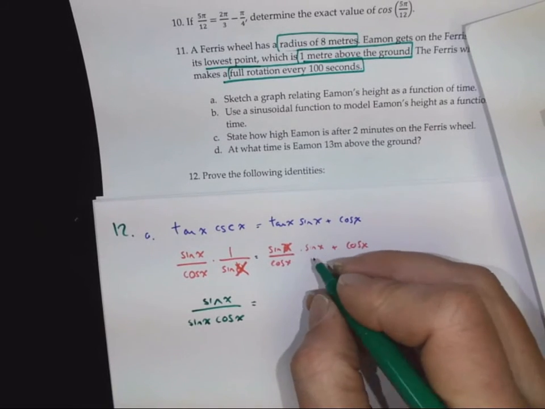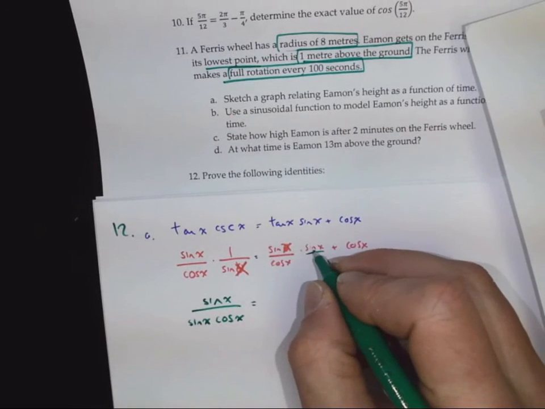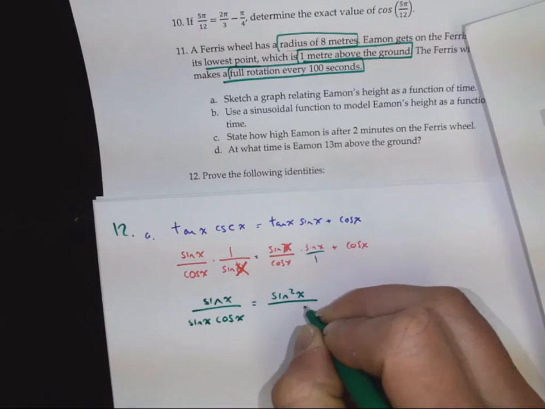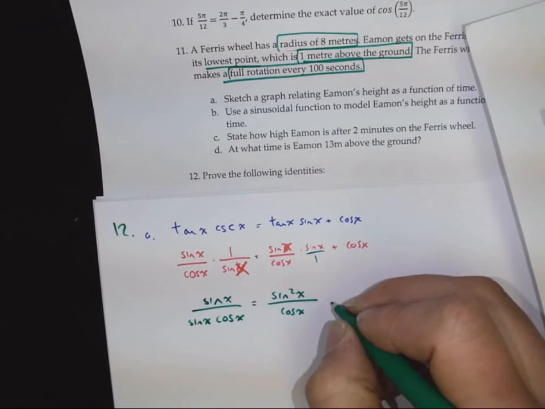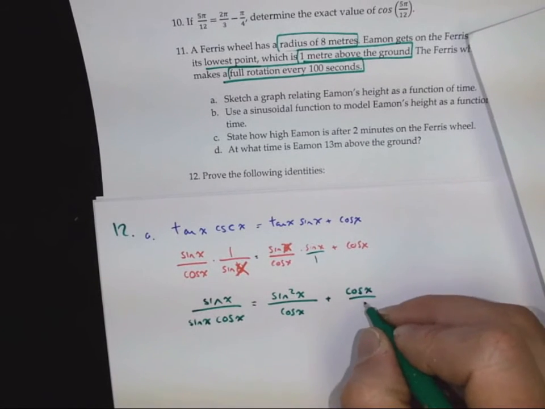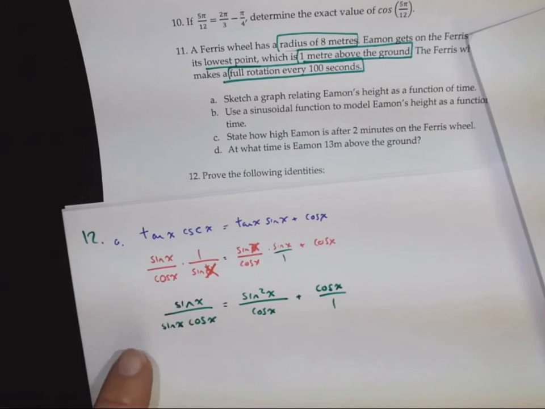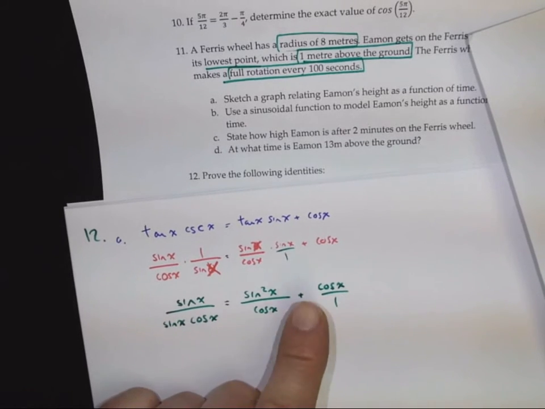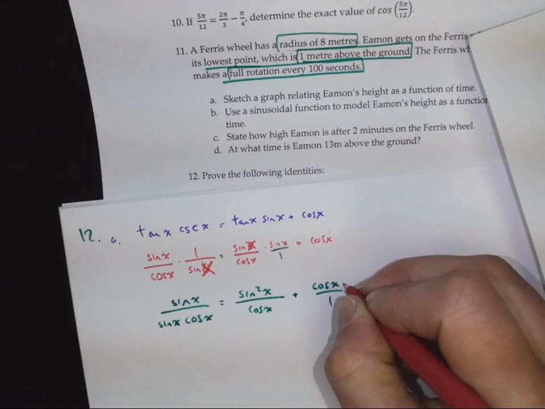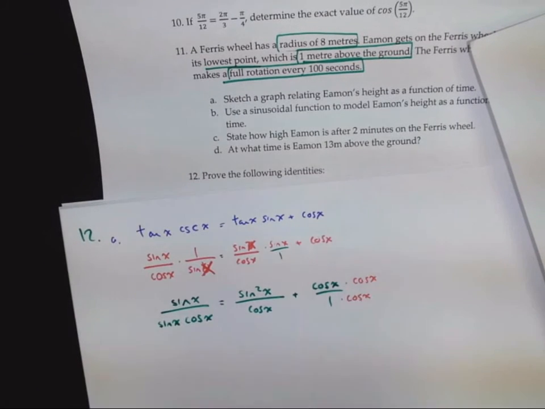And on the top here, this is of course sine x over 1, so they multiply together, and we get sine squared x on the top over cosine x. I'm going to add to that cosine x. Now, that's cosine x over 1. I can't see much to do over here. What I can see is that I can add these together. So I'm going to multiply this one by cosine x over cosine x. Interesting. Okay. Oh, I can see something to do over here.